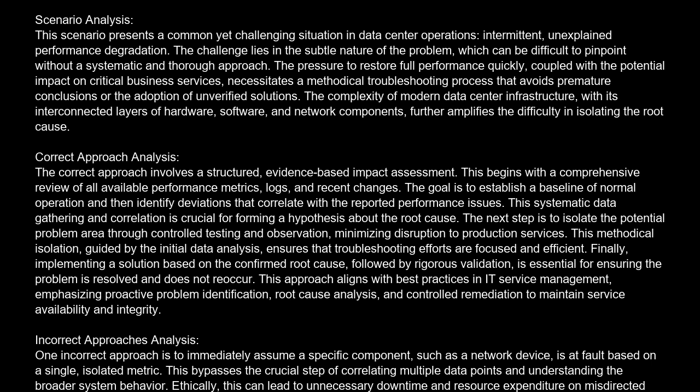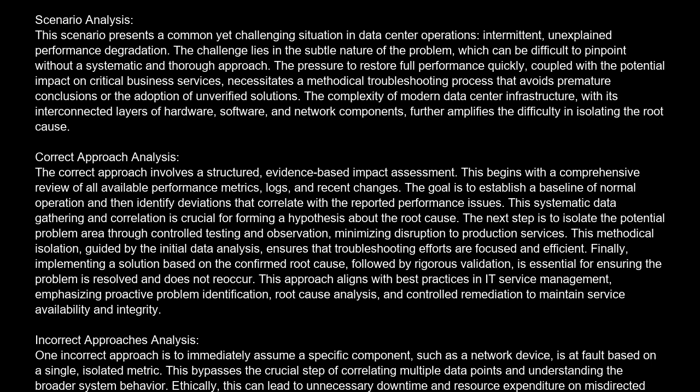This scenario presents a common yet challenging situation in data center operations: intermittent, unexplained performance degradation. The challenge lies in the subtle nature of the problem, which can be difficult to pinpoint without a systematic and thorough approach. The pressure to restore full performance quickly, coupled with the potential impact on critical business services, necessitates a methodical troubleshooting process that avoids premature conclusions or the adoption of unverified solutions. The complexity of modern data center infrastructure, with its interconnected layers of hardware, software, and network components, further amplifies the difficulty in isolating the root cause.